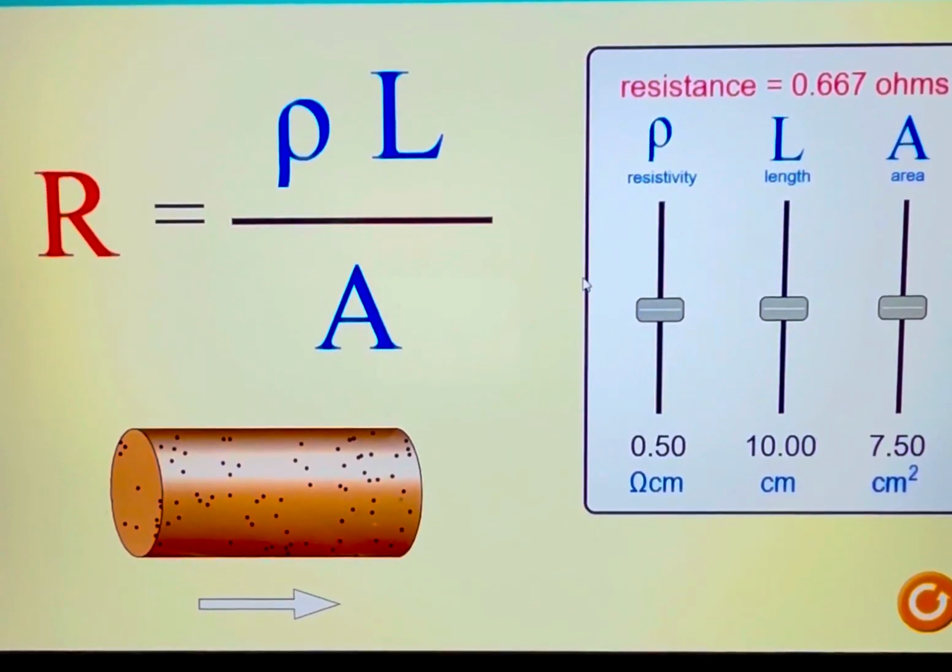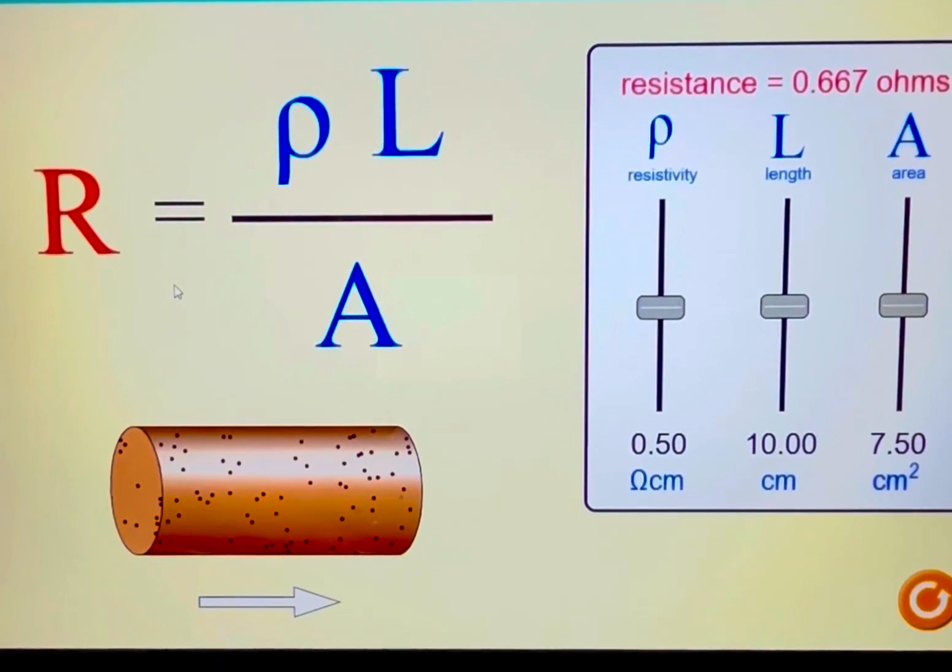Hello students. Today we will be talking about resistance.